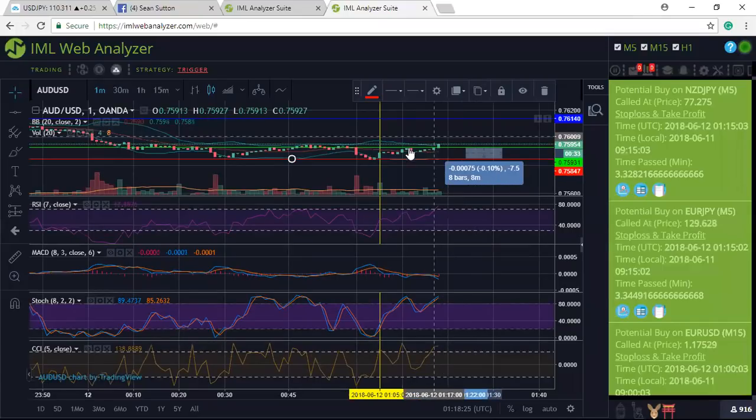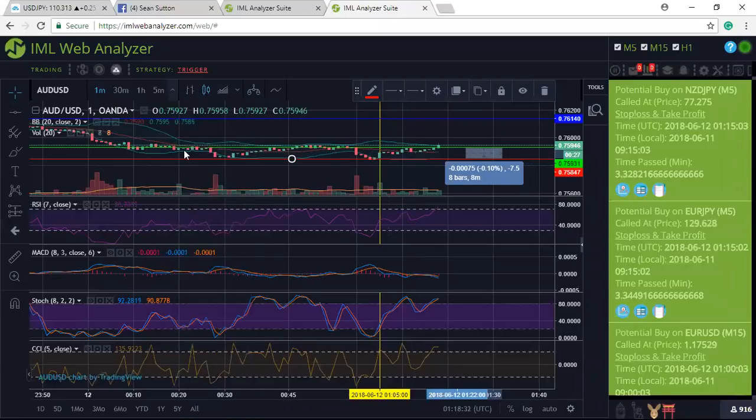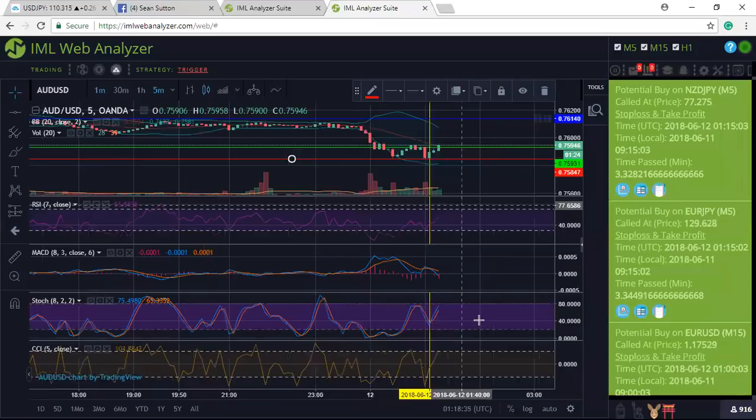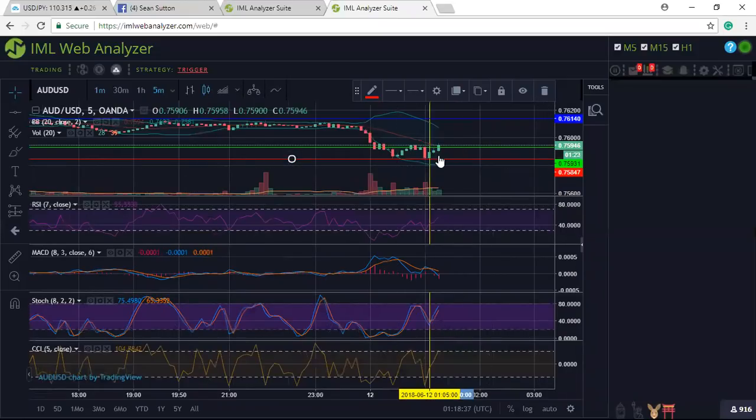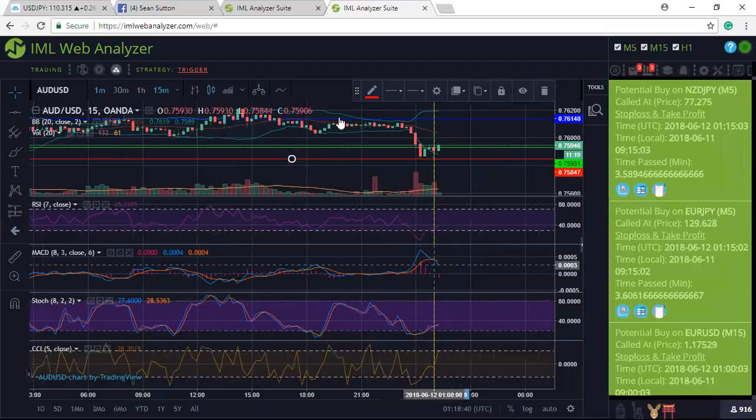That was a decent enough entry. I had to wait for that pullback, but more pullback will come. But I have more momentum going up than I have going down right now. So we're able to go into profit, ride the pullbacks, and just keep going into profit, if that makes sense.